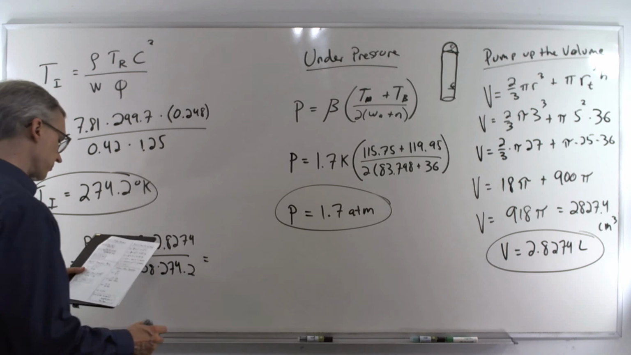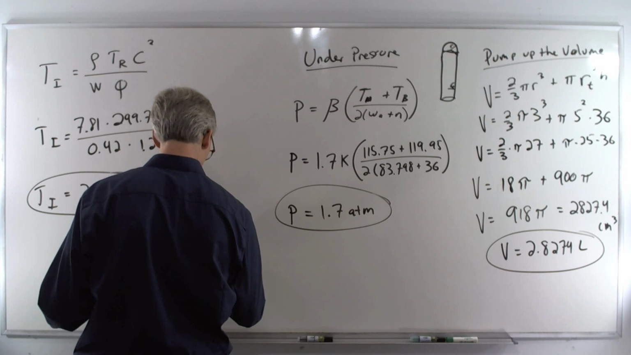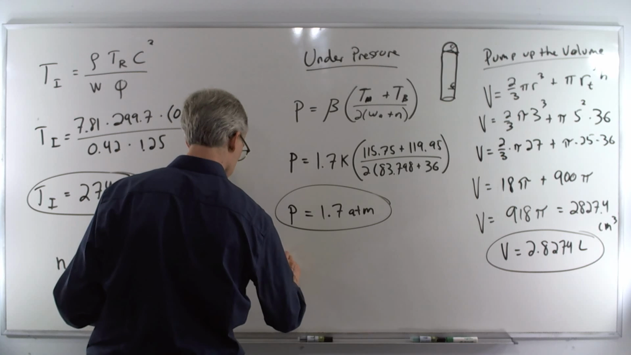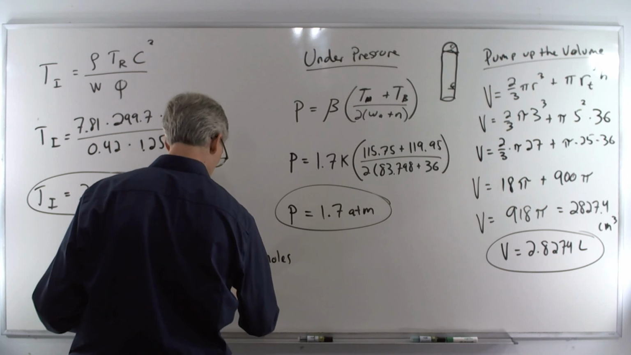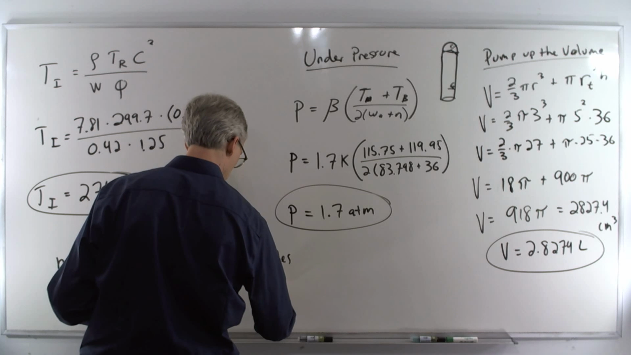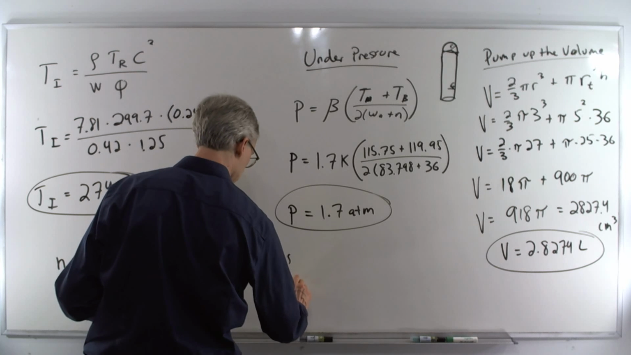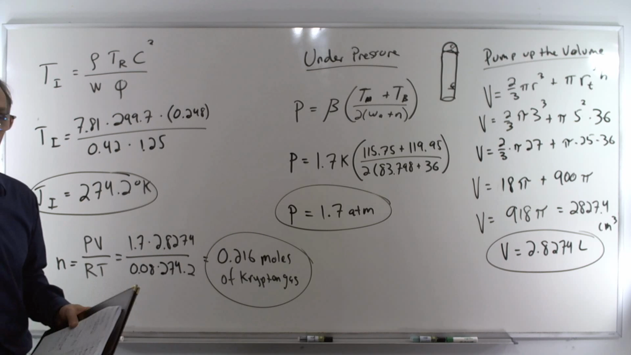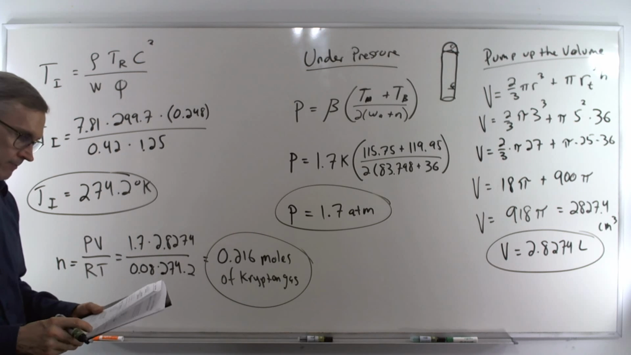And we calculate that out, and we get 0.216 moles of krypton gas. And a mole is just a number of particles.